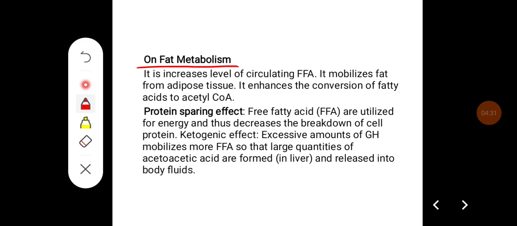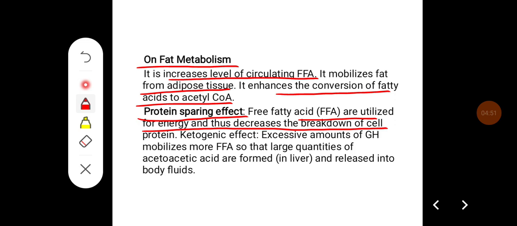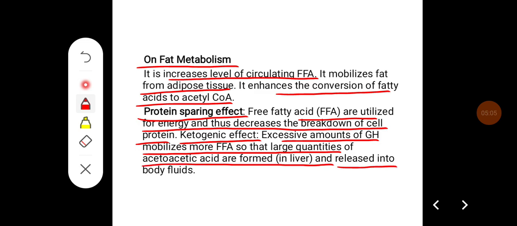On fat metabolism, growth hormone increases the levels of circulating free fatty acids. It mobilizes the fat from adipose tissue and enhances the conversion of fatty acids to acetyl-CoA. It has a protein sparing effect. Free fatty acids are utilized for energy and thus decrease the breakdown of cell protein. And it has a ketogenic effect, that is, excessive amounts of growth hormone mobilize more free fatty acids so that large quantities of acetoacetic acid are formed in the liver and released into the body fluids.